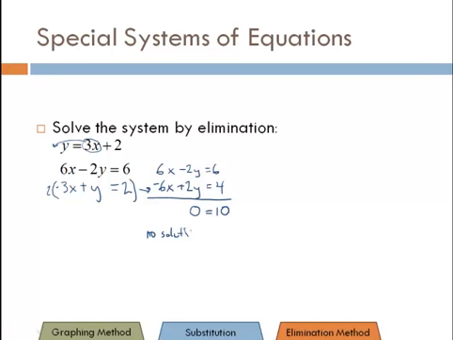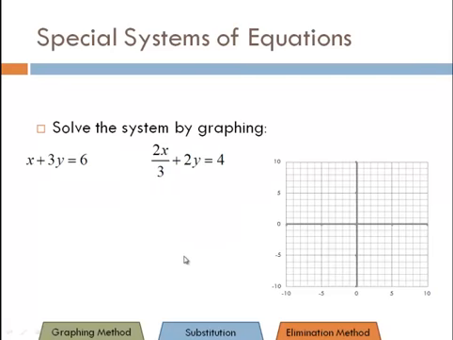So there's an example of an inconsistent system and how we can find it using all 3 different methods. Let's look at another special system now. It looks, I don't know, looks like a normal system, but when we graph these, you'll find something unique happening. So why don't we get started?